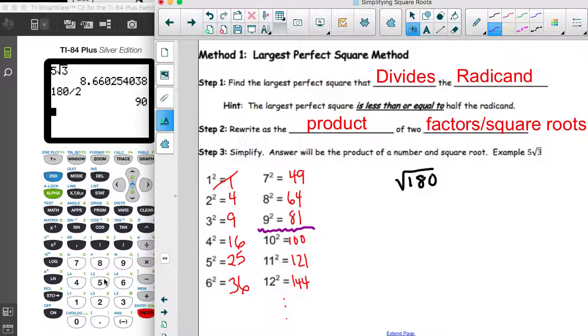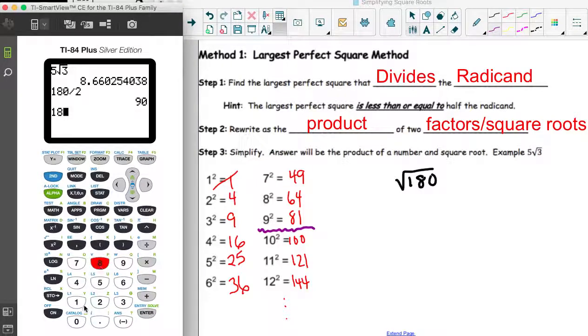And so what I'm going to do is start with 81, and I'm going to see, does 180 divided by 81 give me a non-decimal answer? No. So we're going to go to 64. 180 divided by 64 still doesn't give me a whole number answer. 180 divided by 49, still no. Keep working your way up the list until you get to this 4. If by 4 it doesn't work, then you can't simplify the square root. So 180 divided by 36, we get 5.